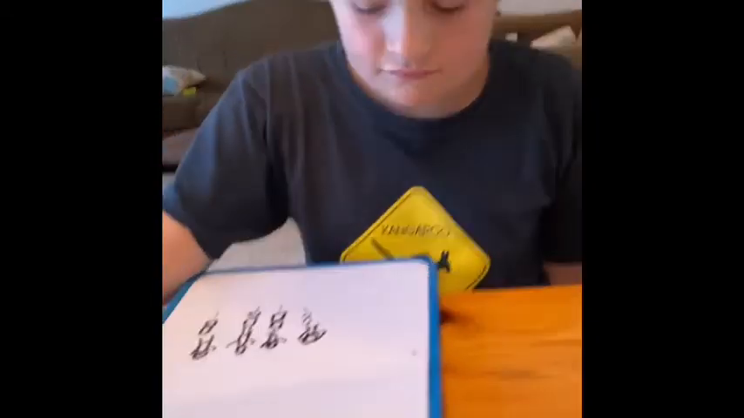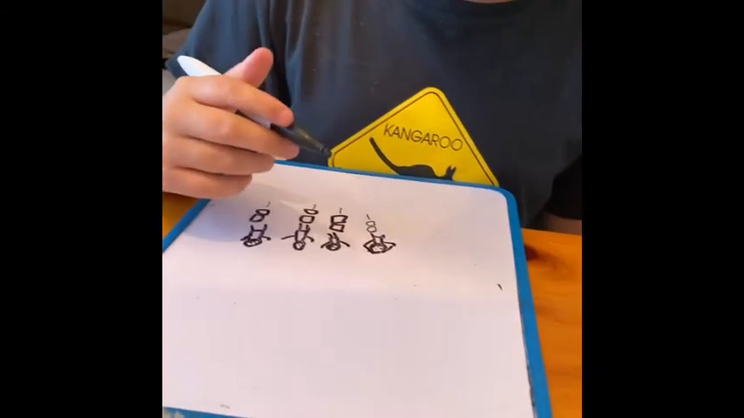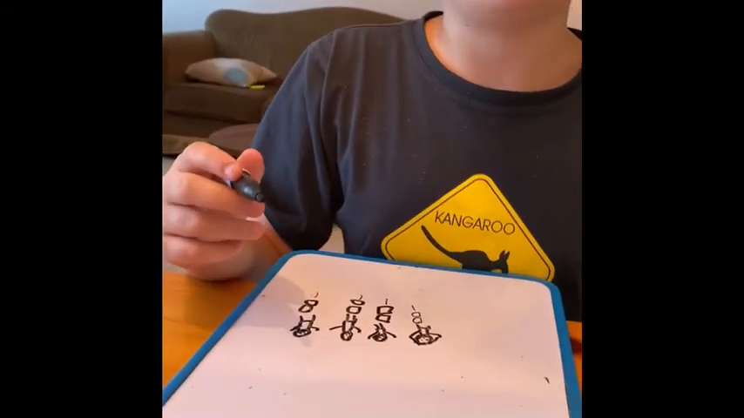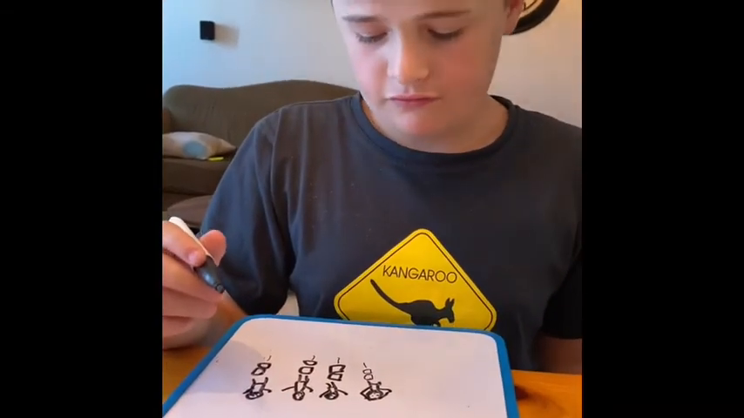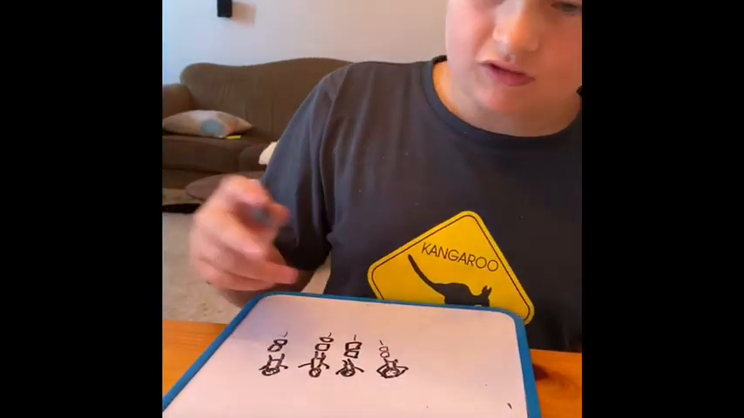Okay, so how many brownies does each person get? 3, 2.5, or 3.5. You tell me. I think 2.5.